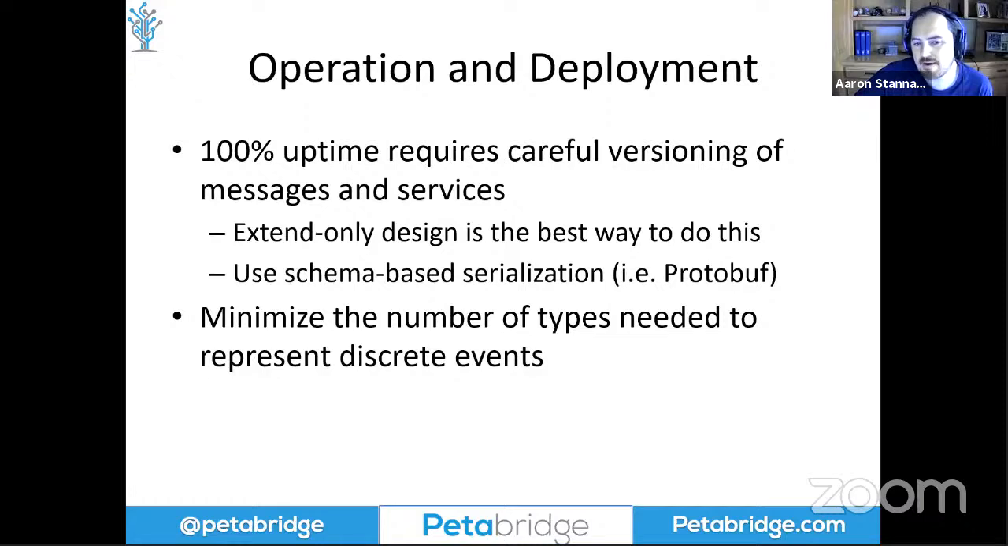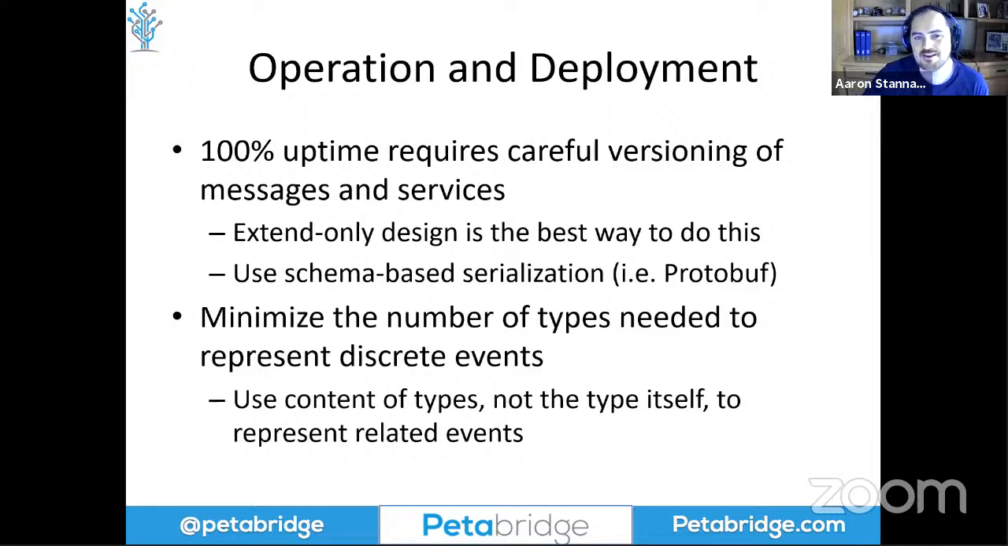Next, minimize the number of types needed to represent discrete events. Not every single event that happens inside your system should necessarily have its own type. And the reason why you want to try to avoid that is because you're responsible for maintaining how these types are represented on the wire. And that can actually be quite expensive if you allow there to be a huge number of them. Maintaining 2,000 different, let's say, message definitions and trying to version those sanely is a lot harder than maintaining 12. So you want to go ahead and be responsible about that.